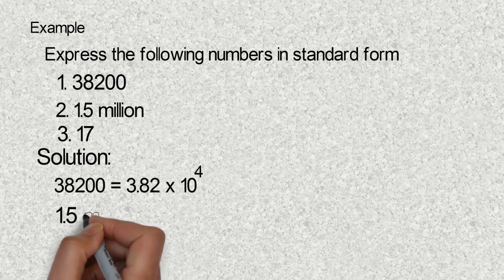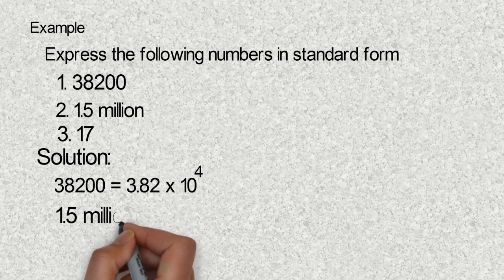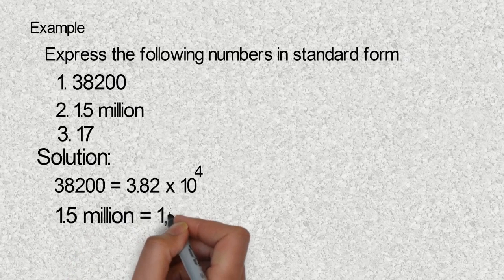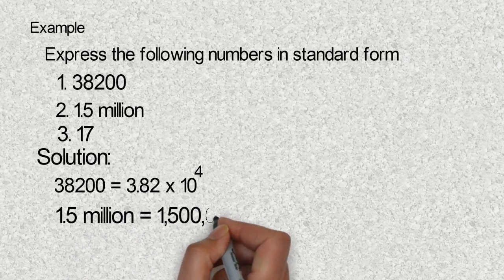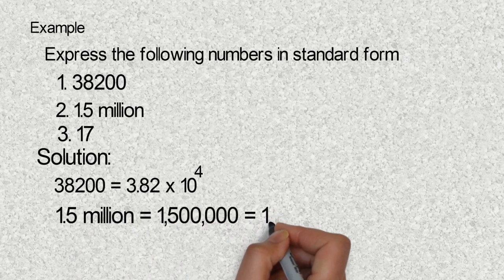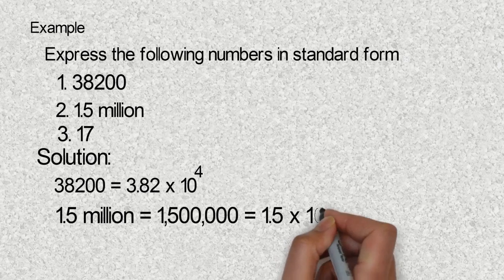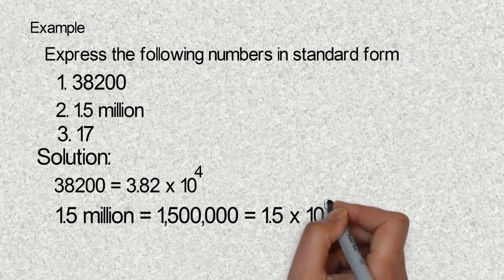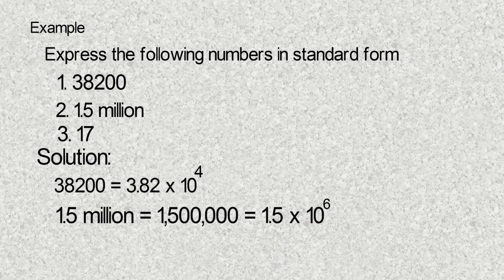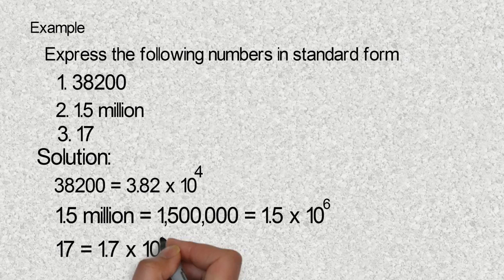Also for 1.5 million, 1.5 million is expressed as 1,500,000. Expressing this in standard form, I have to count backward from 0 again. So I have 1, 2, 3, 4, 5, 6. I stop at the back of 1, then I put my dot. So I have 1.5 times 10 raised to power 6. Did you get that?